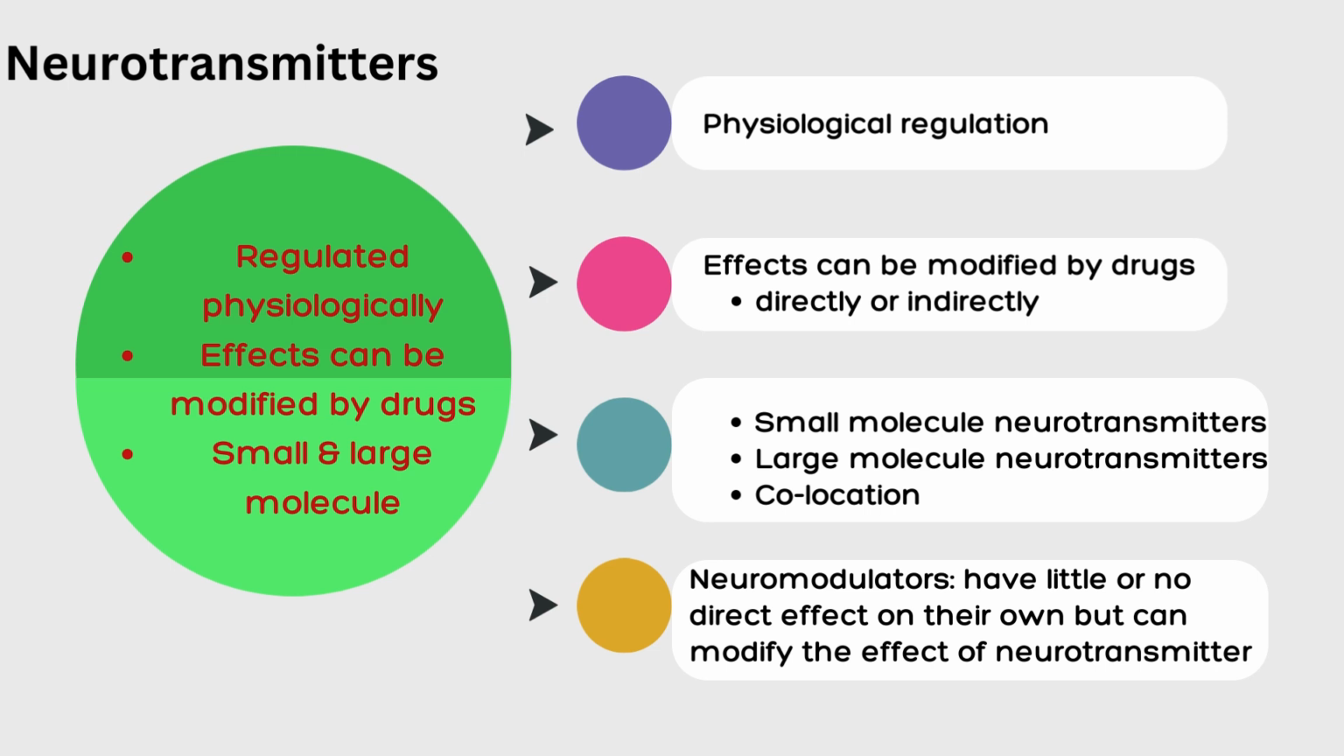We have categories that are small molecule neurotransmitters, then large molecule neurotransmitters, and usually they are co-located. Similar substances are called neuromodulators. These have little or no direct effect on their own, but can modify the effects of the neurotransmitters.